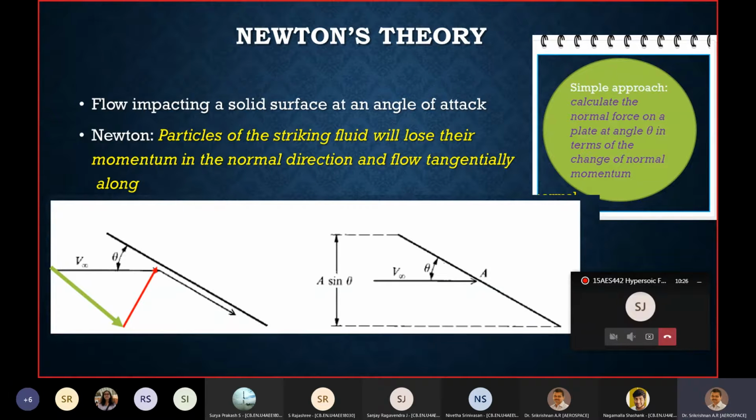And based on this, he proposed that... by the way, in fluid mechanics, have you come across Newton's theory? Probably not. Can somebody please respond? If you have, then I don't have to explain much about it. So have you come across Newton's theory in fluid mechanics, in force calculation?